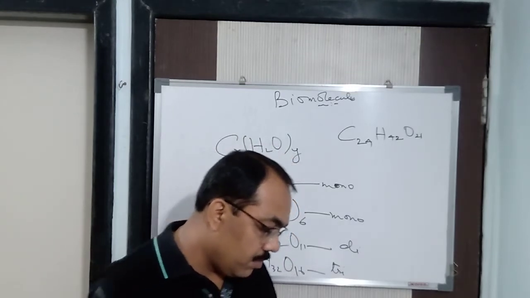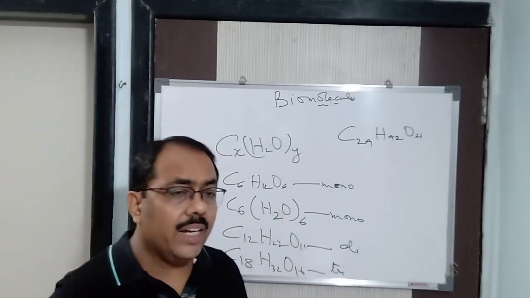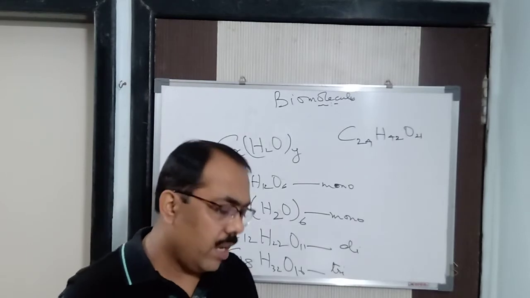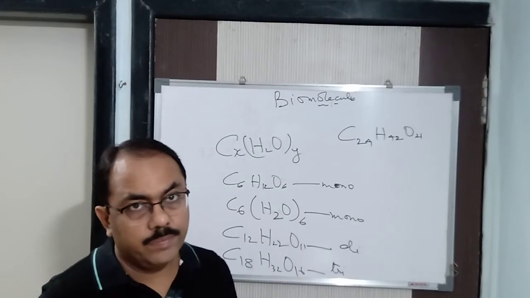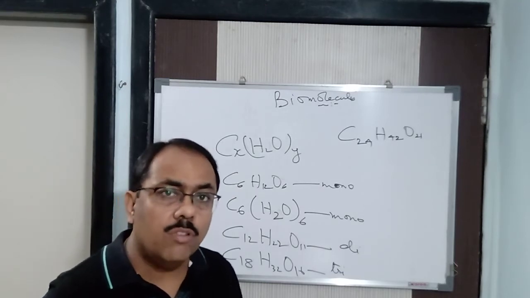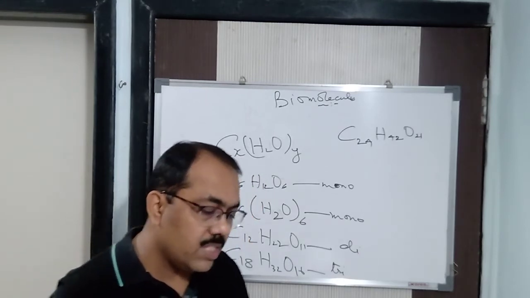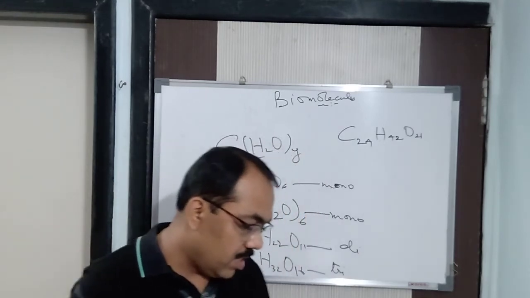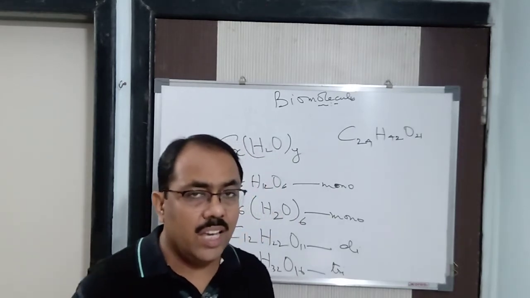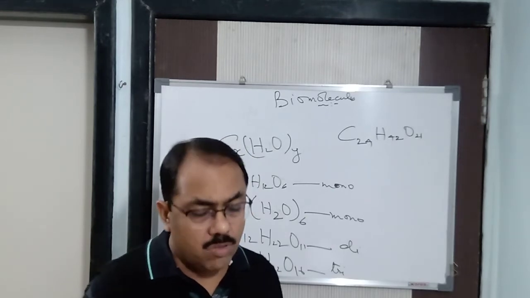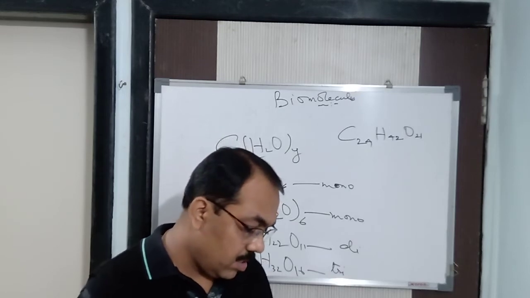Depending upon the number of carbon atoms present, monosaccharides may be further classified as trioses, tetroses, pentoses, hexoses, etc. Trioses means having 3 carbon atoms, tetroses 4 carbon atoms, pentoses 5 carbon atoms, and hexoses 6 carbon atoms. From the name itself, we can come to know how many carbon atoms are present.